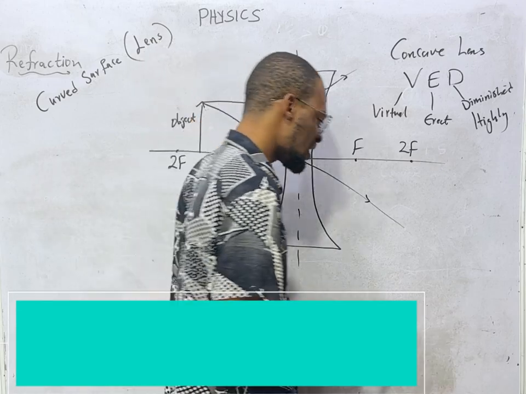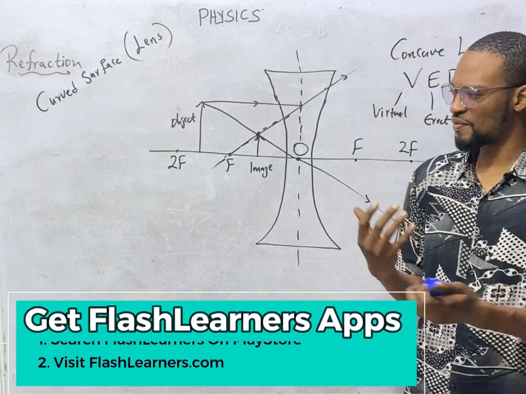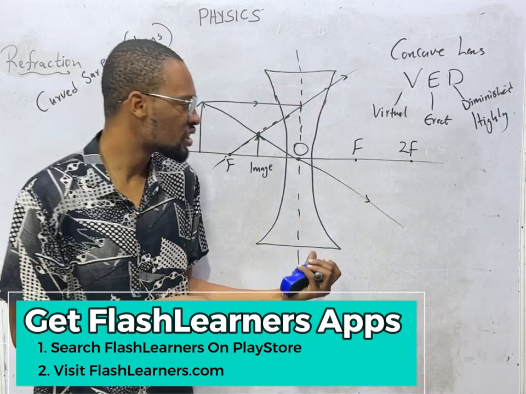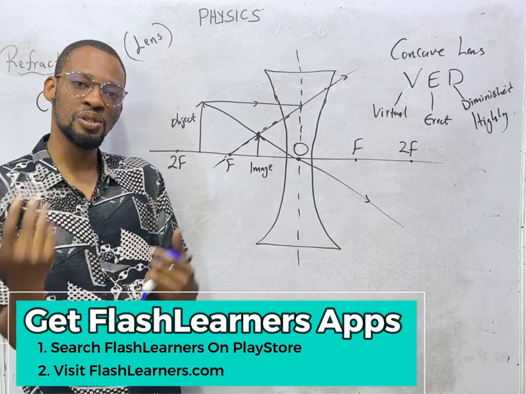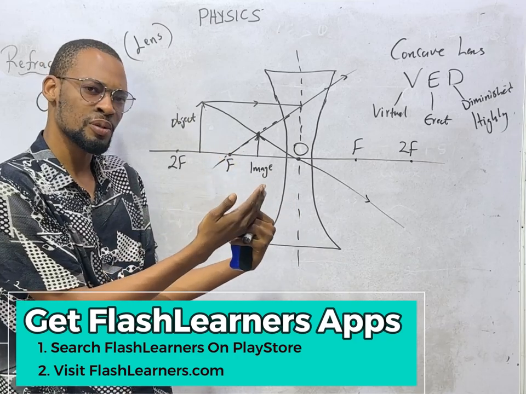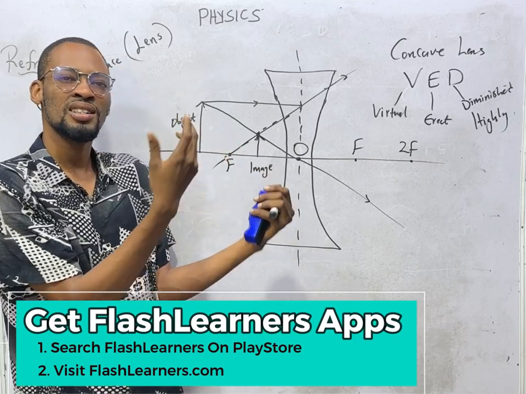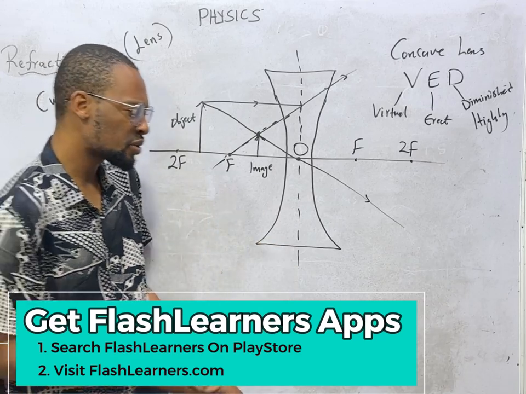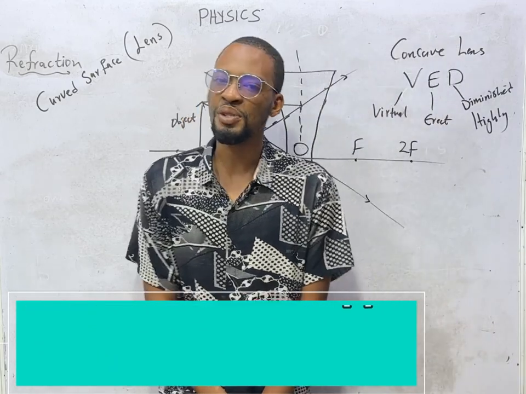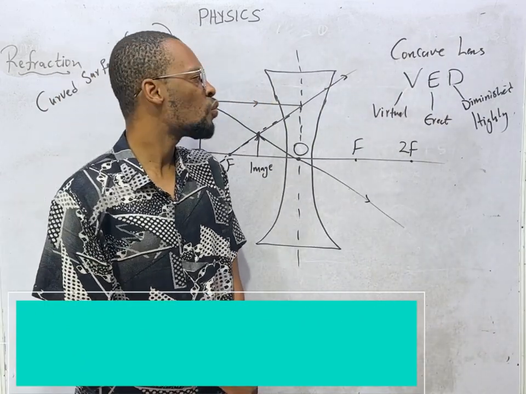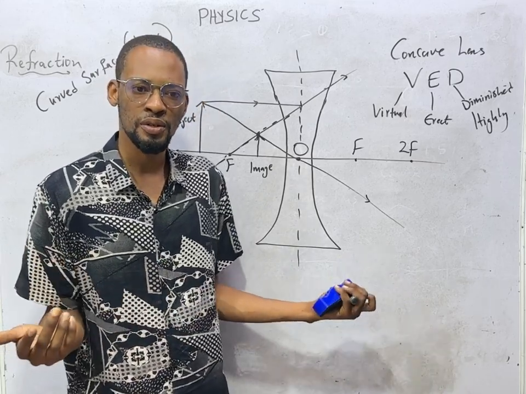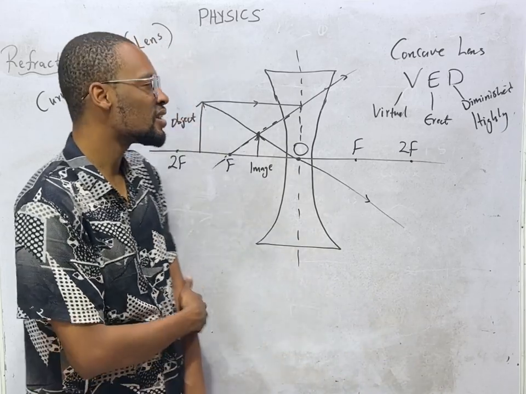For a convex lens, the image that is formed depends on the position of the object, just like we did in mirrors. If you place the object at infinity, the image may be formed at a particular position. So anywhere you switch the object to, that is where the image will be formed. If you are told that for a convex lens the object is placed at a certain position or at infinity, what is the characteristic of the image formed, or where would the image be formed? That is what we are going to look at in the next episode.